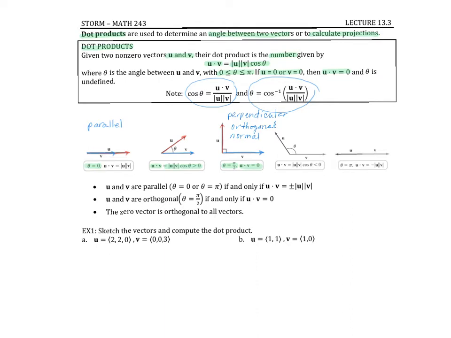The next example would be if there's an obtuse angle between our two vectors u and v. So theta is between pi over 2 and pi.